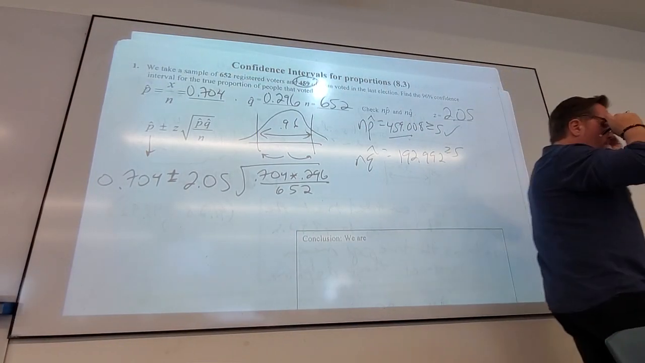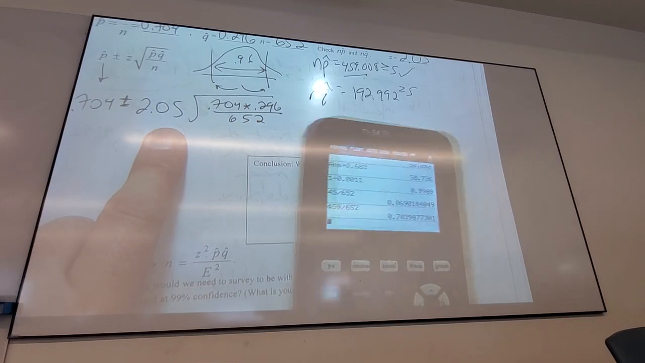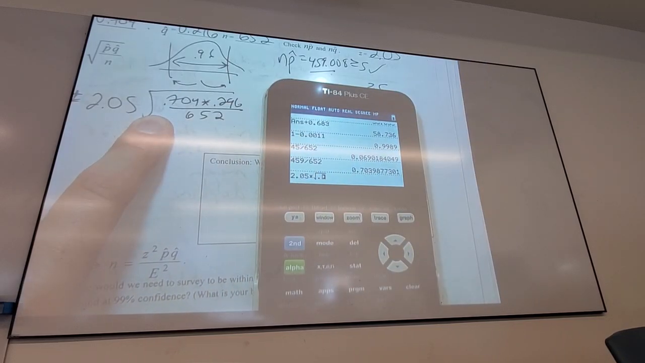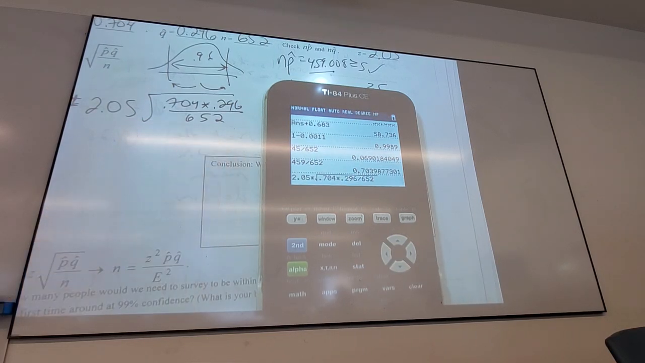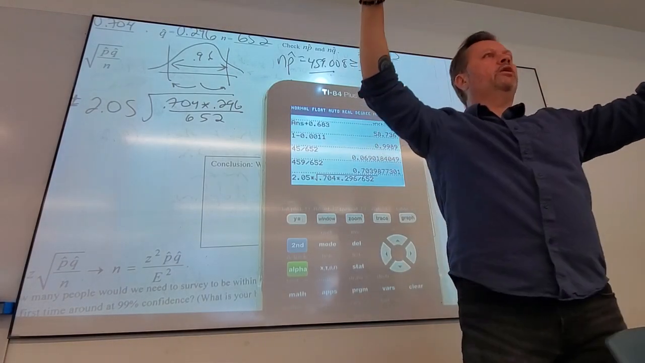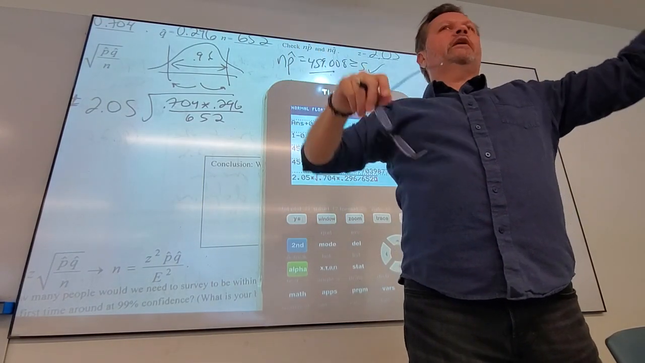Because you multiply 0.704 times... So you ready? Here we go. I'm going to calculate this error first: 2.05 times the square root of 0.704 times 0.296 divided by 652. I'm just going to put that in. This calculator costs enough money, I'm going to let it chew on all that. So I'm going to calculate the error first, just like we did before.